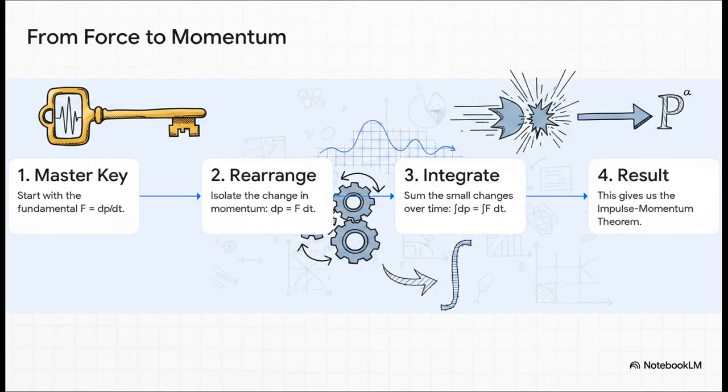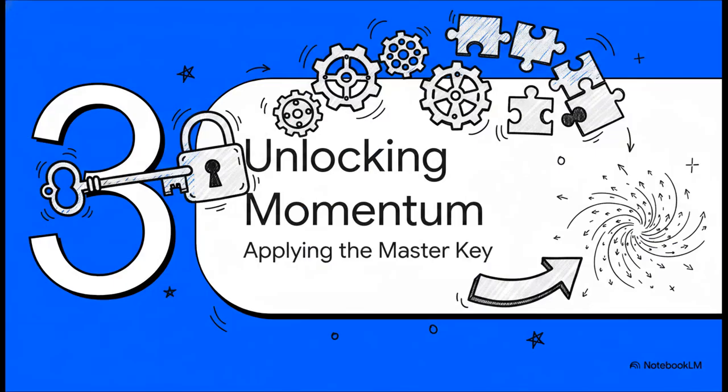And the real beauty of this master key is how it gives us a direct path to the answer. If the force tells us the rate of change, then to find the total change in momentum, we just have to add up all the little changes over the entire time. And what's the fancy calculus word for adding up a bunch of tiny pieces? You got it, integration. This idea is so important it has its own name, the impulse-momentum theorem. Okay, we've got our key, we know the plan. Let's go unlock the first part of this puzzle and find that final momentum.